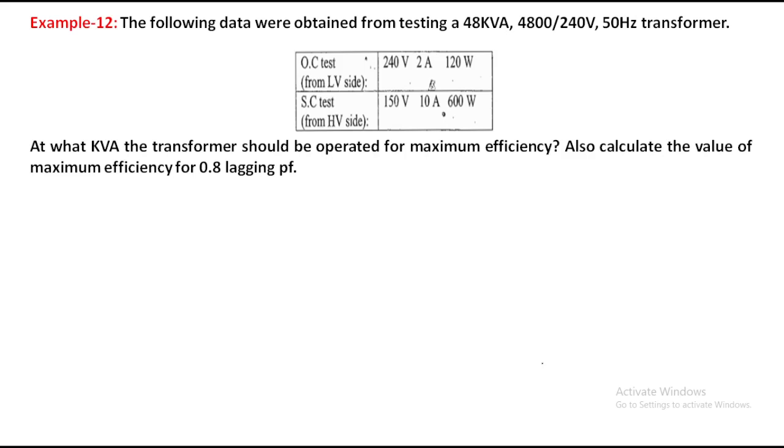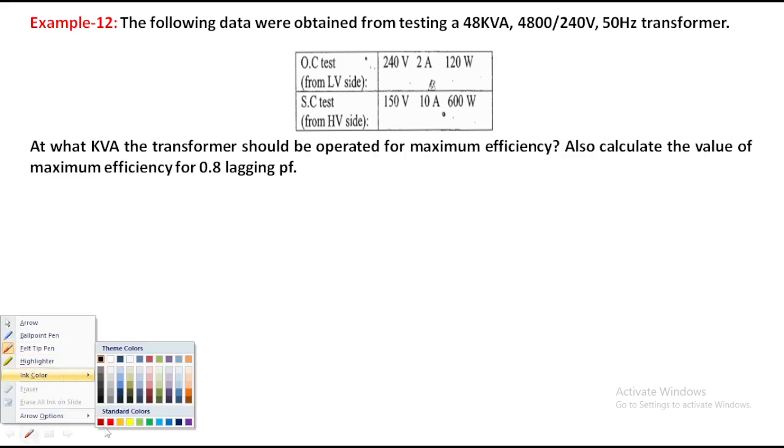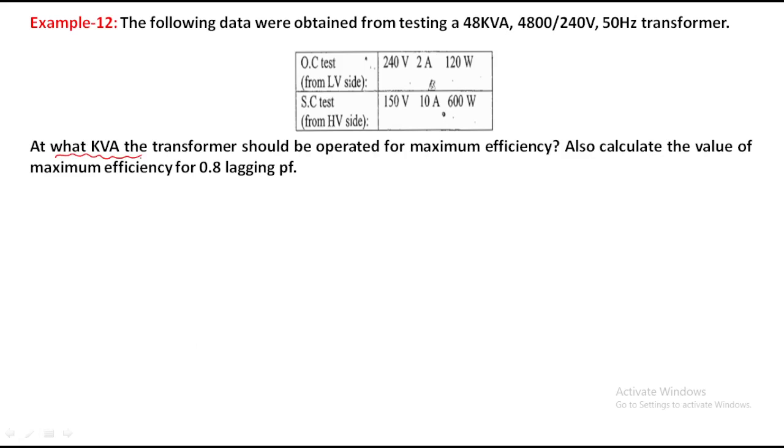Next problem. The following data were obtained from testing a 48 kVA, 4800/240 volts, 50 Hz transformer. At what kVA should the transformer be operated for maximum efficiency? In the last problem we were given the data regarding at what fraction of load we get the maximum efficiency, but this problem is to get the value of kVA for maximum efficiency. Also calculate the value of maximum efficiency at 0.8 power factor.